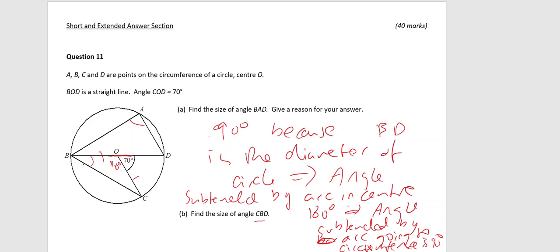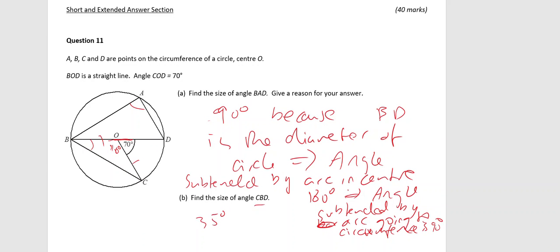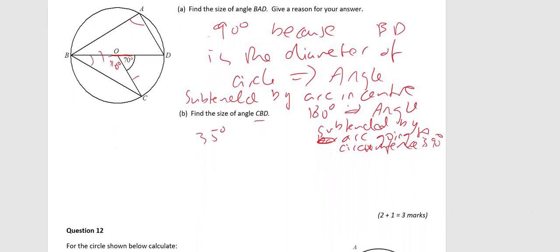So these angles, this and that, have to add up to whatever's left over, which is 70 degrees. So that must be 35 degrees, because 35 plus 35 is 70, and 70 plus 110 is 180, because triangles have to add up to 180.